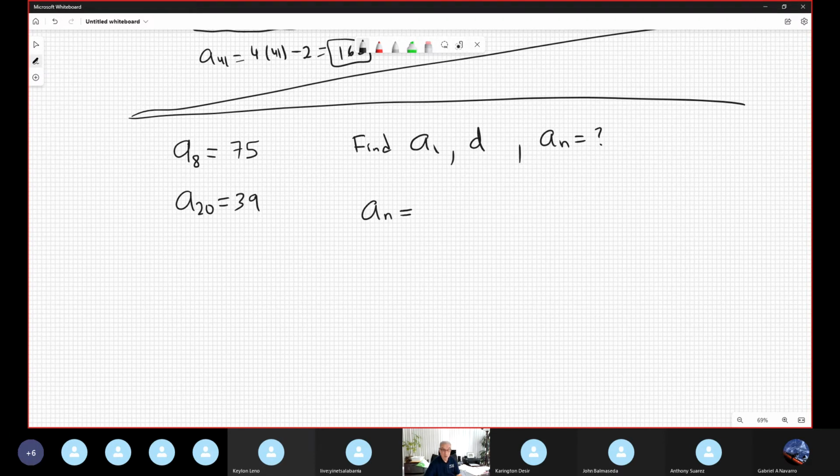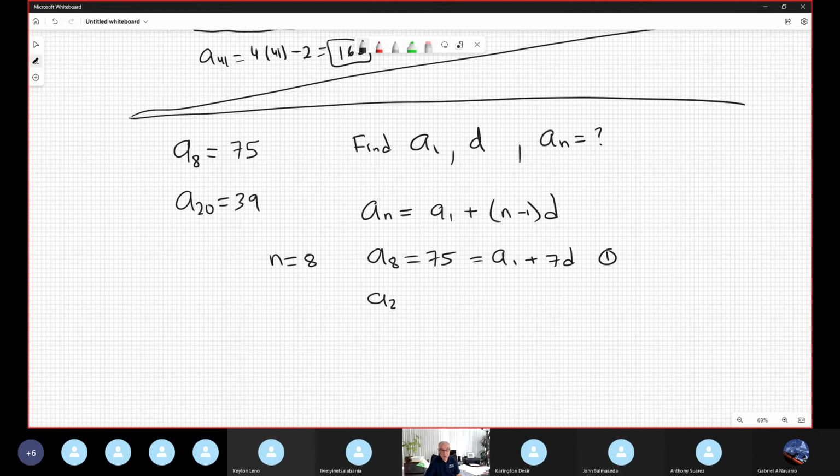A sub n is equal to A sub 1 plus n minus 1 times d. But I know that at n equal 8, A sub 8 is 75. Plus A sub 1, I have no idea. So 75 is equal to A sub 1 plus 8 minus 1, which is 7, times d. Oh, I have one equation that contains two unknowns, A1 and d.